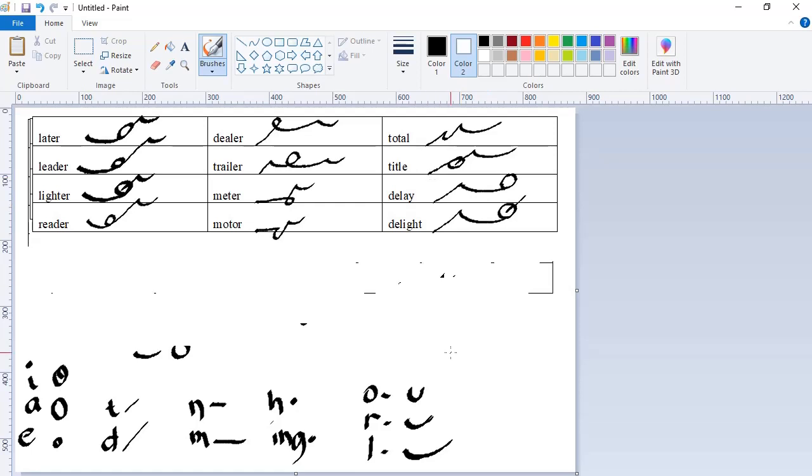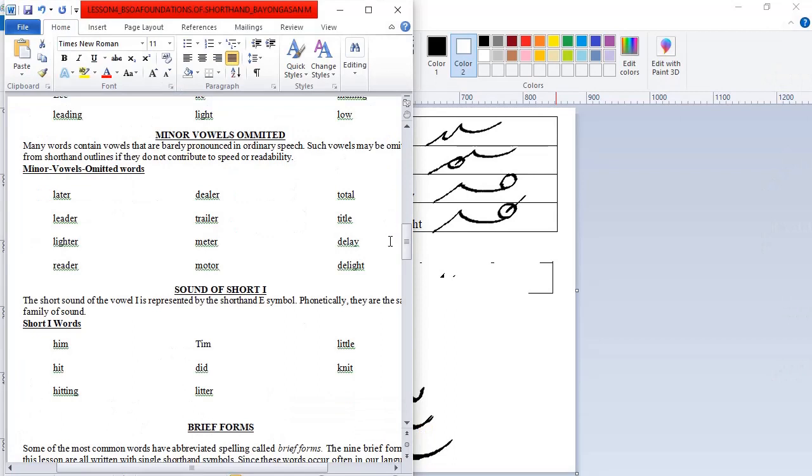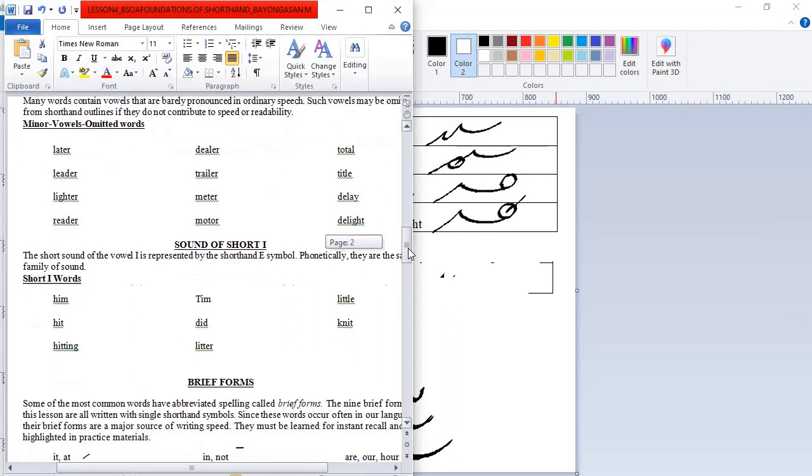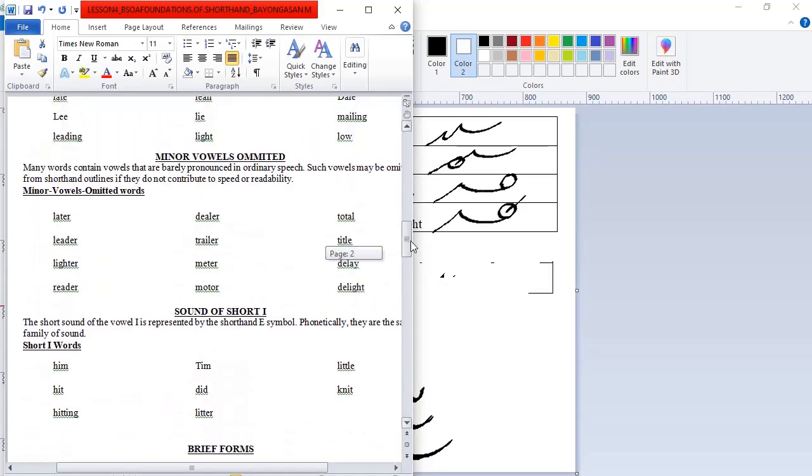Kung hindi po ninyo nakuha, please, ayan, inuulit ko, go back to the word that you were not able to get the strokes right, and then try and repeat it again until you get it right. Okay, so now let's move on to our next set of words, which are the sounds of short I.